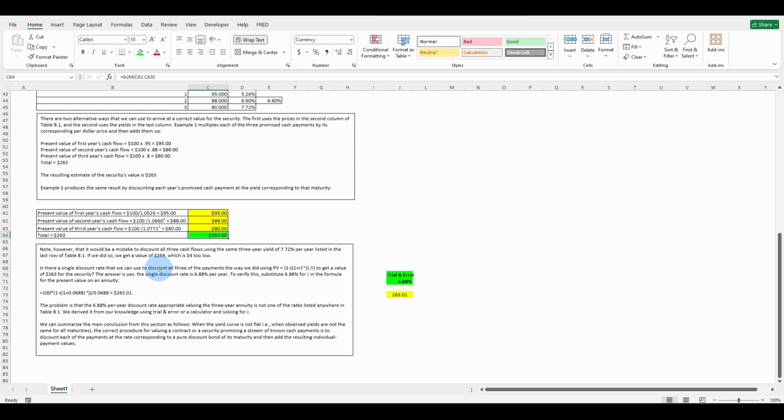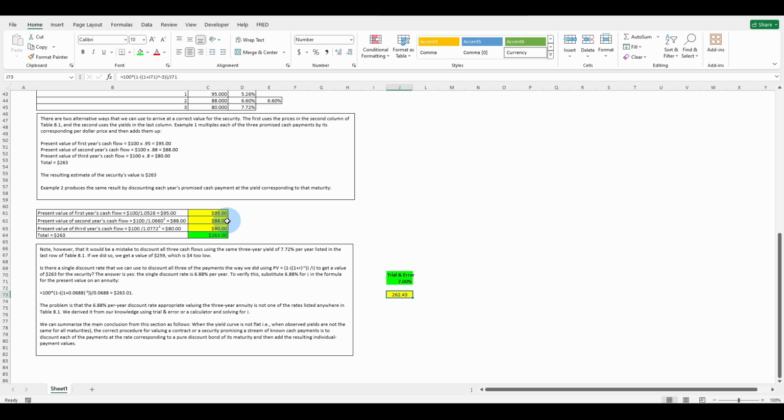Is there a single discount rate that we can use to discount all three of the payments, the way we did using present value, 1 plus R to the n, to get a value of 263 for this security? The answer is yes. The single discount rate is 6.88% per year. To verify this, substitute 6.88% for I in the formula for the present value of an annuity, as I did here. All I did is I referenced J61. This number you can change. I can change it to 7.